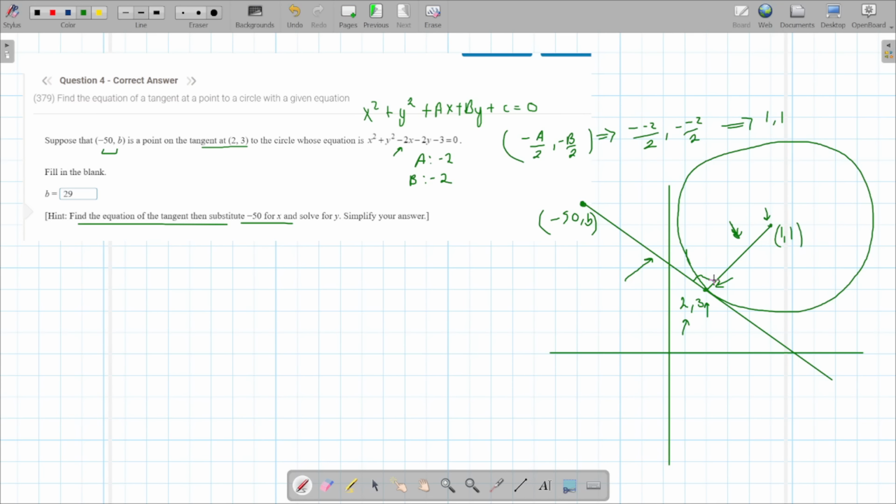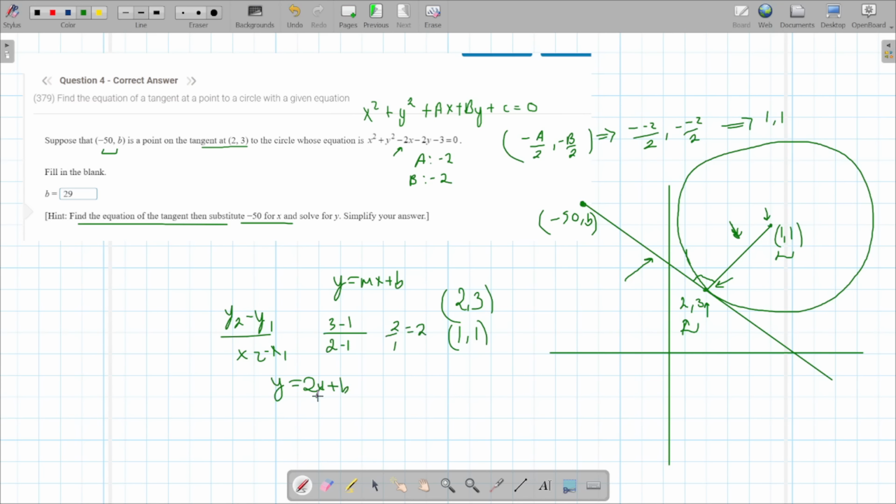Can you find the equation of the line when you have 2 points? Of course you can. The equation of the line is y equals mx plus b. We need the slope first. What's the slope between 2 comma 3 and 1 comma 1? Do y2 minus y1 over x2 minus x1. y2 is 3, y1 is 1, over x2 minus x1, 2 minus 1. 3 minus 1 is 2, 2 minus 1 is 1, equals 2. So the slope is 2, so y equals 2x plus b.